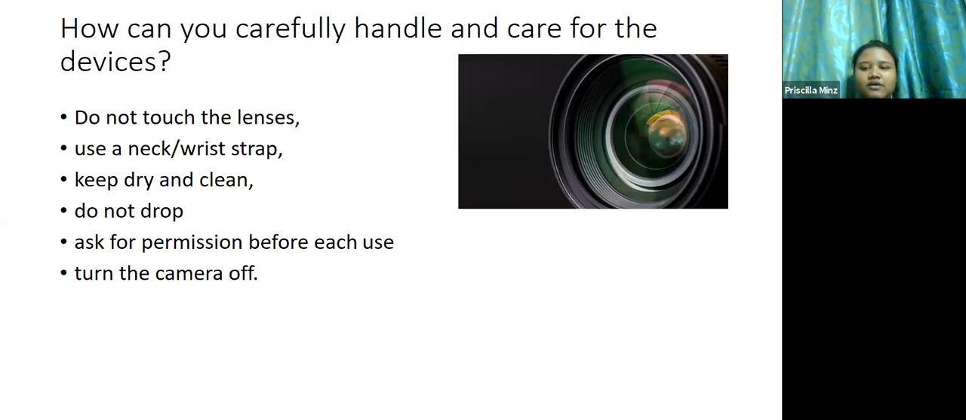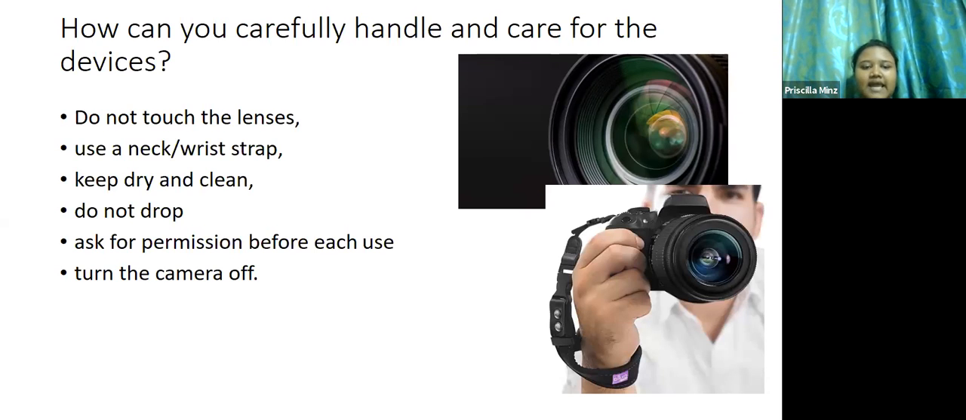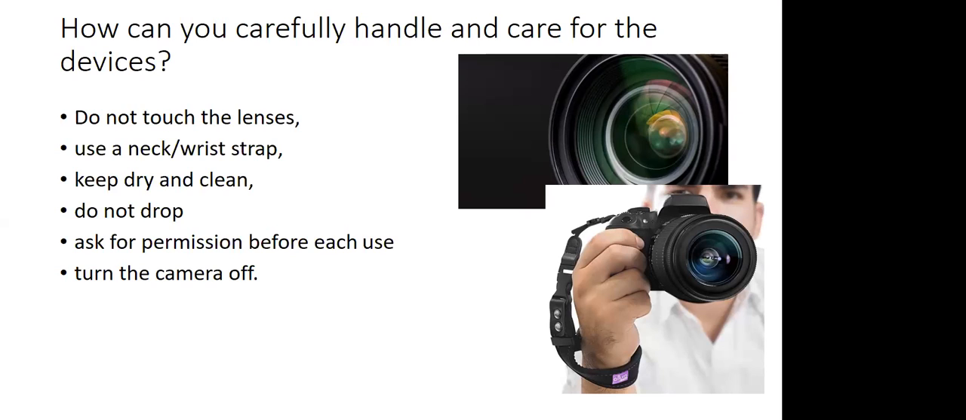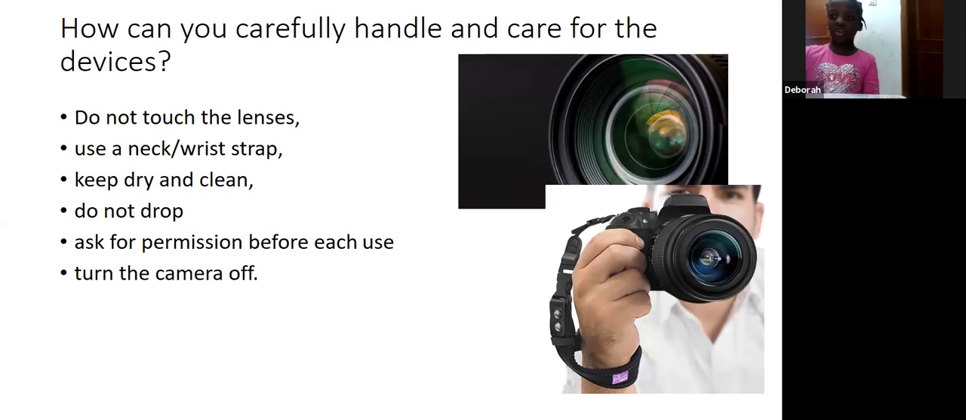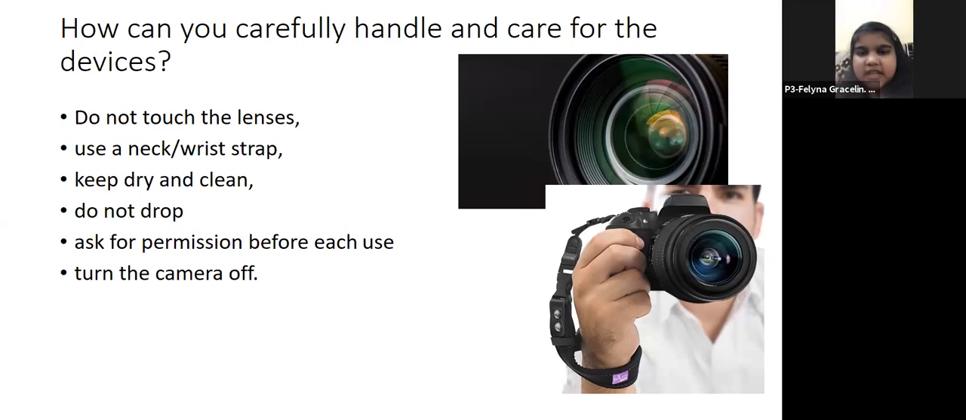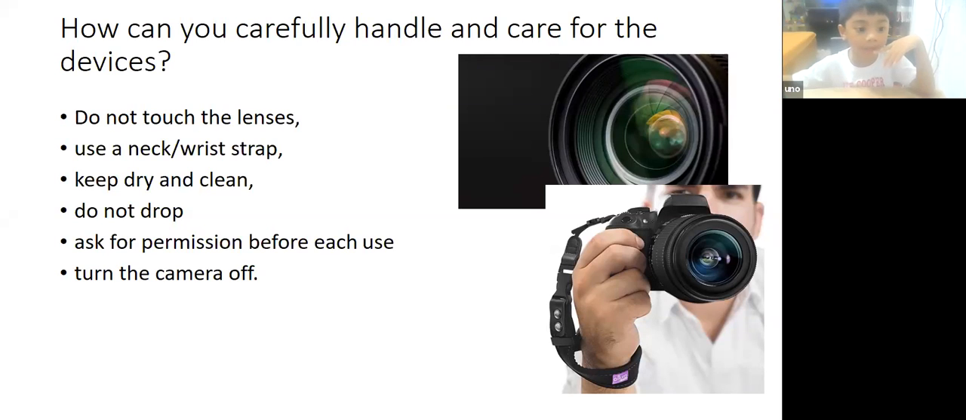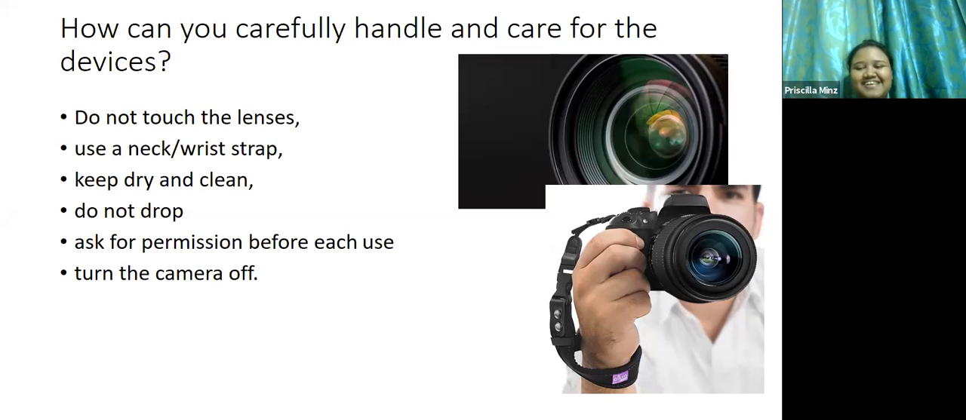And when you use your cameras, you use a neck or a wrist strap. Can anyone tell me why we would need to use a neck or a wrist strap? So the camera doesn't fall down. Yes, so the camera doesn't fall down. Very good. Even if it slips, it will be in our hands or our neck. Yes, very good. Otherwise it will fall down and break. Okay, very good, so that it doesn't fall down and break.